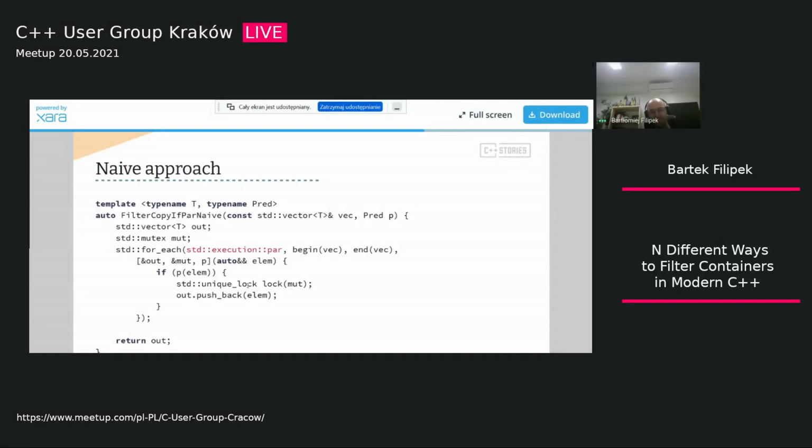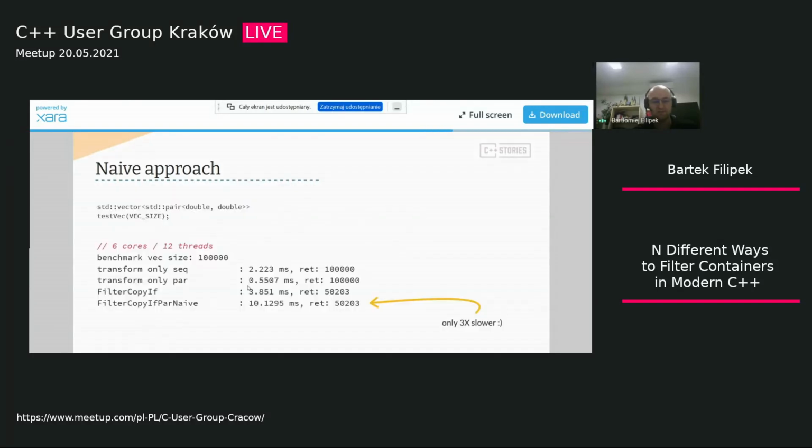But of course, this one takes much longer than the sequential version. So that's quite a stupid, naive approach. And in my case, on a vector of actually two doubles, so this is not just a vector of int, but a vector of pairs of doubles of some size, in this case 100,000, I got 3 times slower than the sequential version. So this is the par naive version that I got. So 3 times slower for a super amazing parallel algorithm.